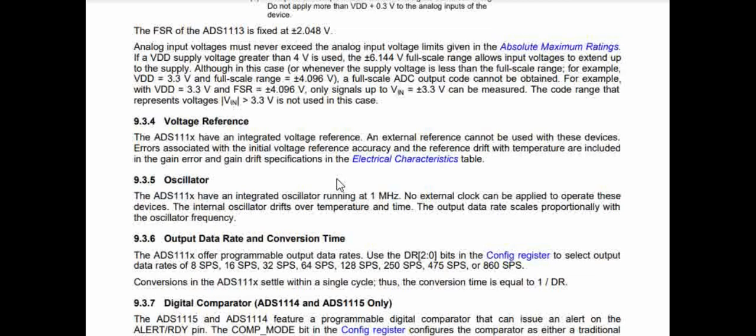Now, the important point to remember here is, if you are using the ADS1115, you cannot connect an external clock to the ADC and sync with other devices. So that is ruled out. As we discussed, the major problem with having the internal oscillator is that it drifts over temperature and time. The consequence of this is that the output data rate scales proportionally with oscillator frequency. That's the important factor, as we talked about before.